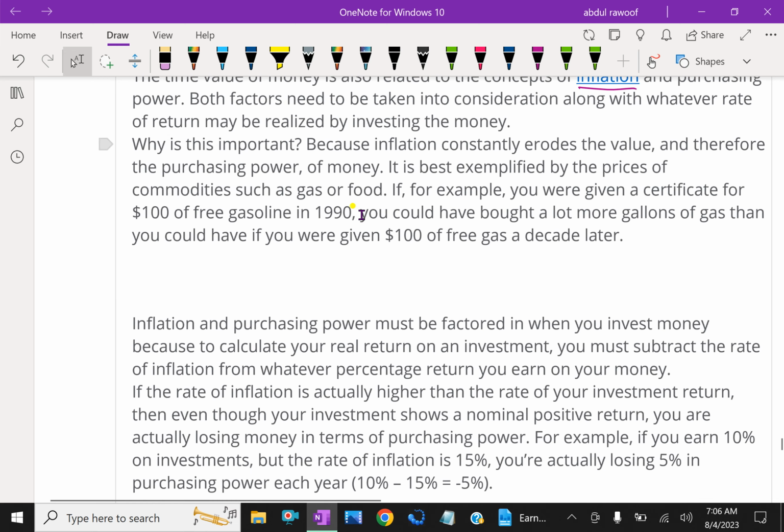Why is it important? Because inflation constantly erodes the value, and therefore the purchasing power, of money. It is best exemplified by the prices of commodities such as gas or food. If, for example, you were given a certificate for $100 of free gasoline in 1990, you could have bought a lot more gallons of gas than you could have if you were given $100 of free gas a decade later.